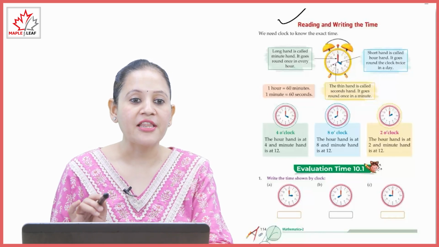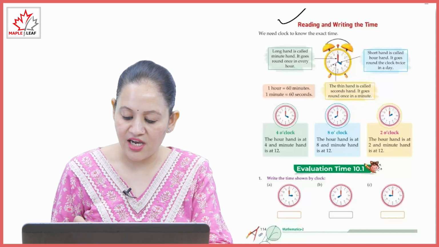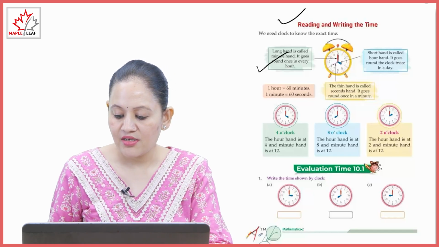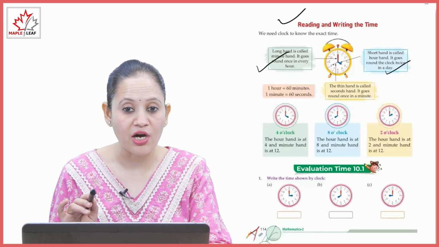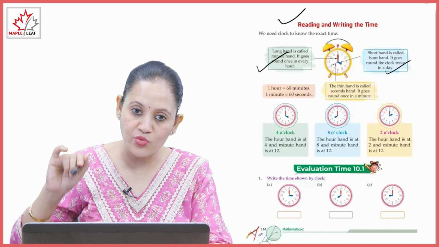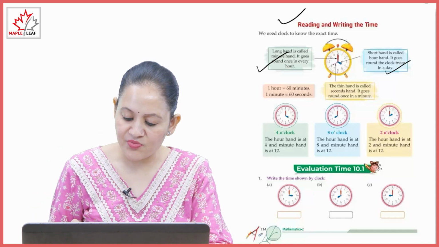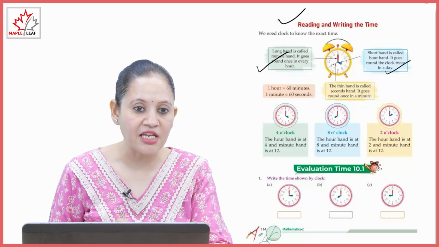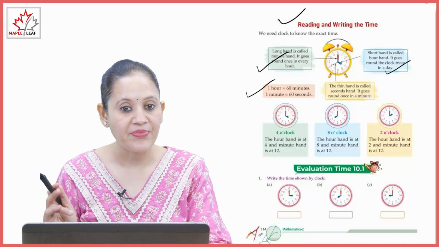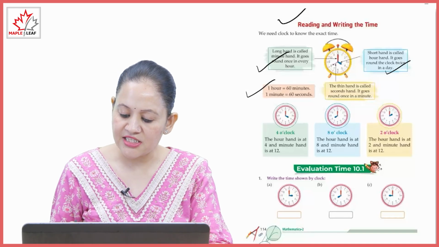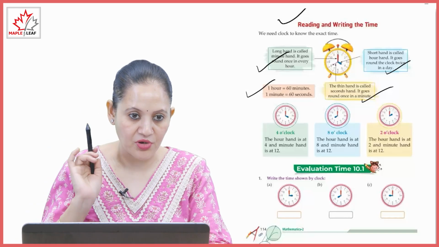So जो long hand है, that is called the minute hand. It goes round once in every hour. And short hand है, that is called the hour hand. It goes round in the clock twice a day. Means पूरा एक जो clock का round है वो 2 बार लगाता है. And this one, this is the faster moving hand, that is the second hand. 1 hour में होते हैं 60 minute and 1 minute में होते हैं 60 second. Thin hand मैंने बताया था, that is the second hand. It goes round once in a minute. 1 minute में पूरा एक round लगाता है.